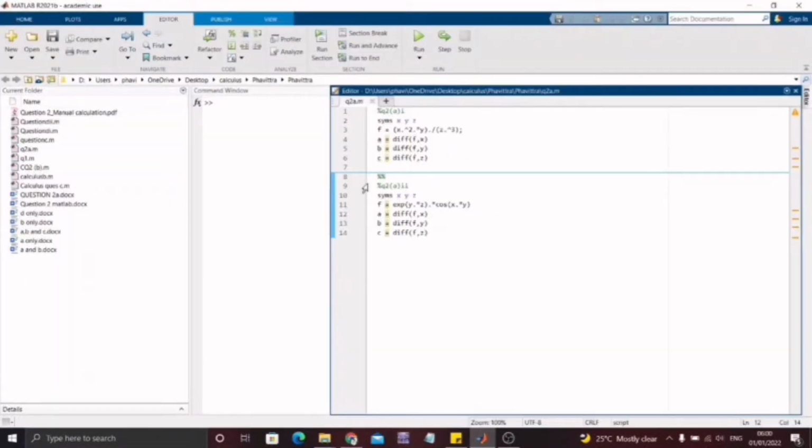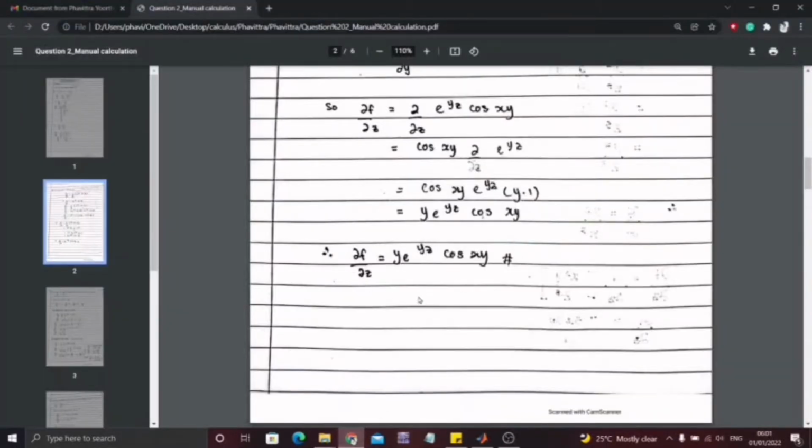So this is the simulation for question 2a Roman 2. When I run this simulation, as we can see, this is the output for the question, where the final answer is y exponent yz cos xy, which is similar to the manual calculation answer.